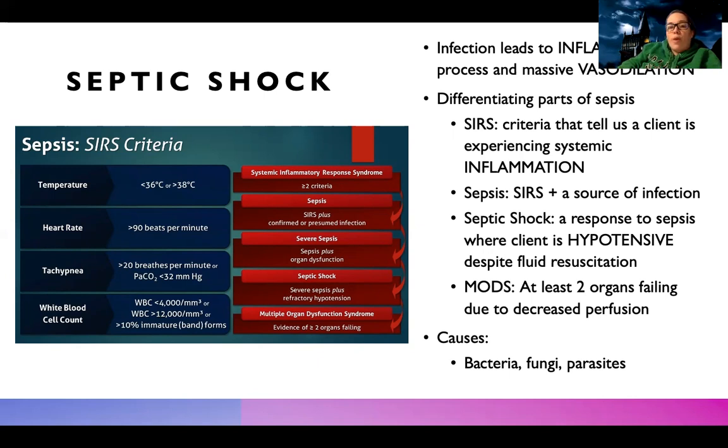Then in order to progress from that inflammatory process to shock, what happens next is that I have to have some sort of suspected or confirmed source of infection.